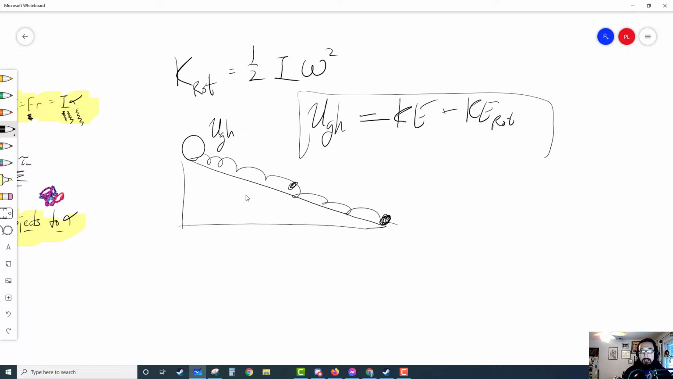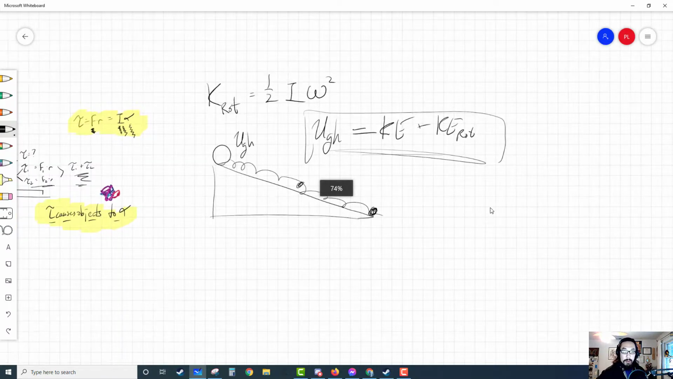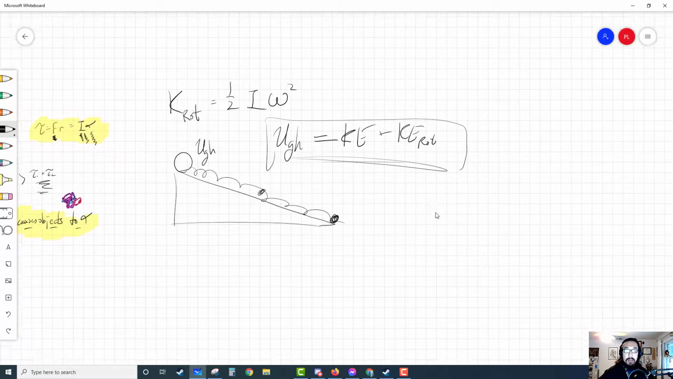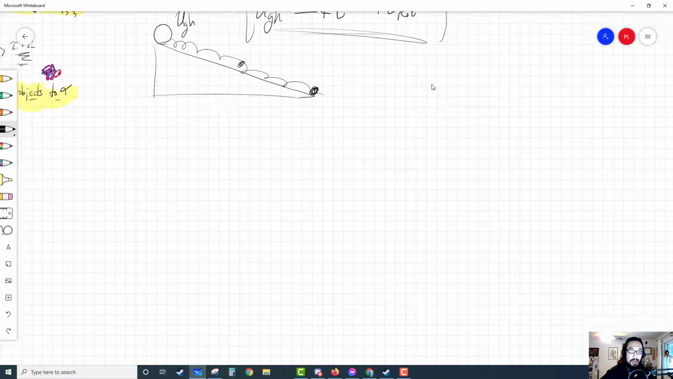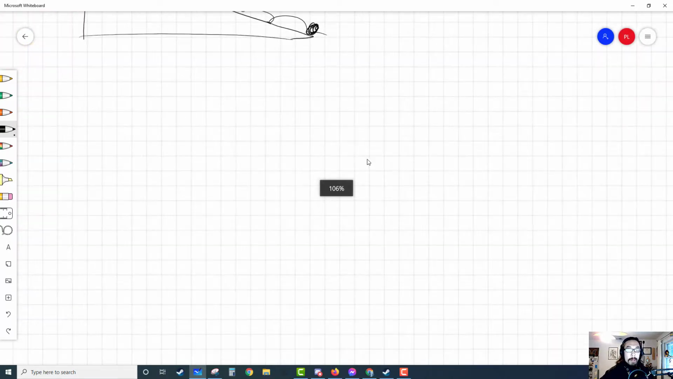So this is a big idea here, that if you have an object that is rotating, there is some energy behind that rotation. Not much more to say about that other than you definitely need to know how to set up the conservation of energy equation, much like I just showed you. All right, and the last one.